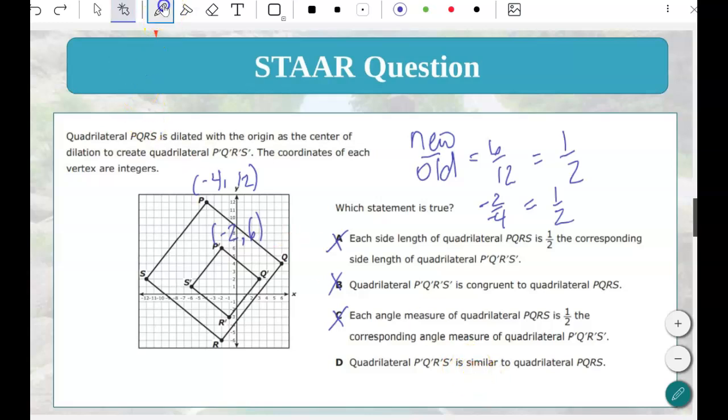They're similar. You have to remember what similar objects are. They're the same shape, but not the same size. And the angles will always be the same size. The corresponding sides will have the same ratios. So dilated objects are also considered similar.